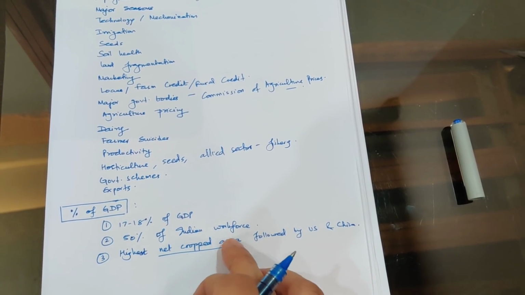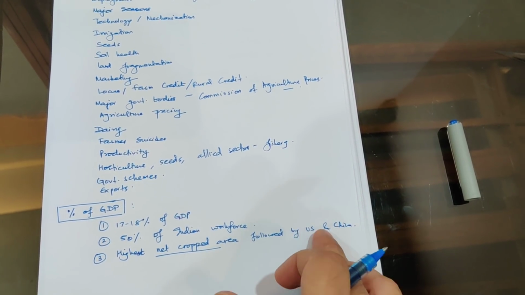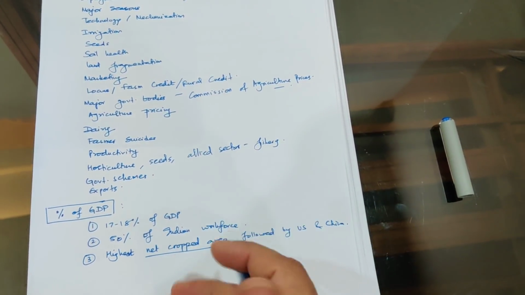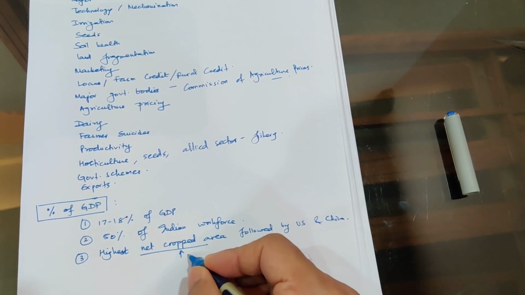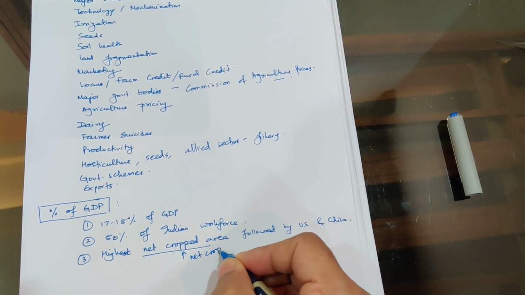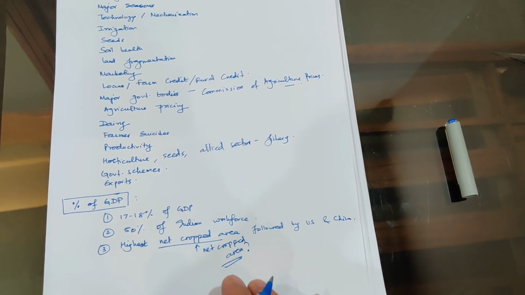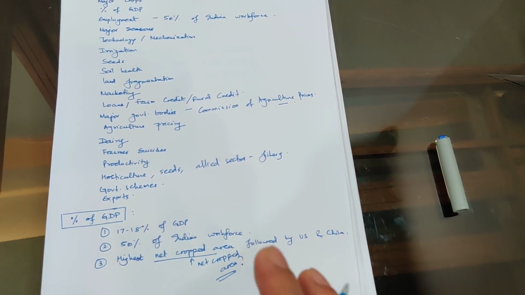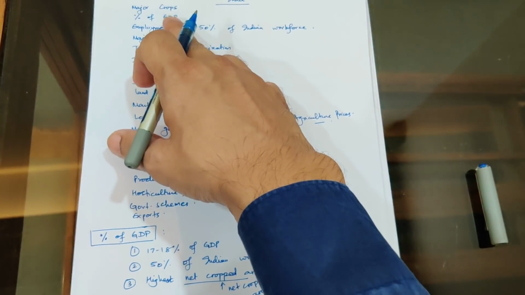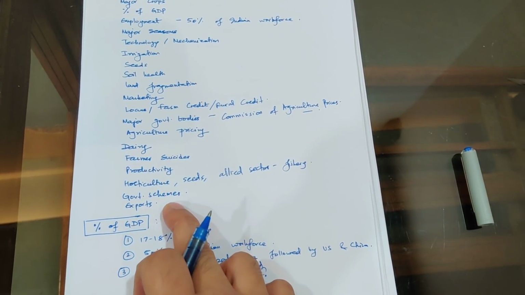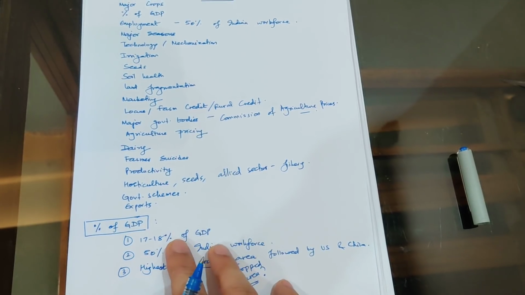India has the highest net cropped area in agriculture, followed by the US and China. So India actually has a very high amount of area in agriculture. What is net cropped area? This also you need to understand. So just Google it and find out what net cropped area is so that you can understand the basics. So like this, I would write down about each of these topics and then I would use it to revise.